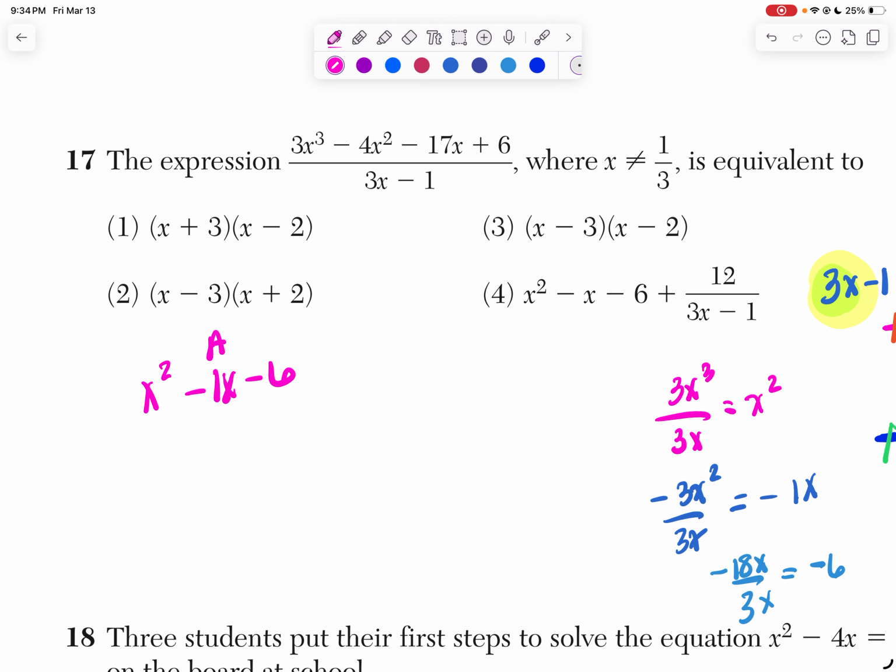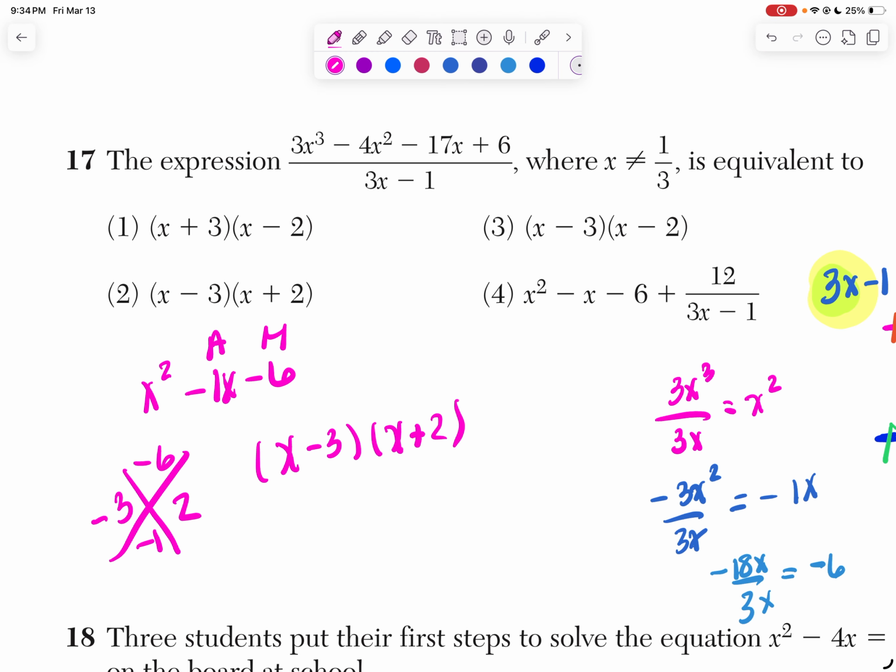And I want to add up to -1, multiply to -6. So I draw my diamond, and the only possible combination is going to be a -3 and a positive 2, because -3 times 2 is -6, and then -3 plus 2 is -1. So I get x minus 3 times x plus 2, which is answer choice number 2.